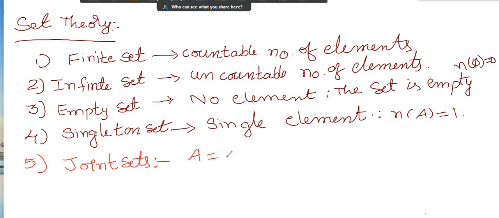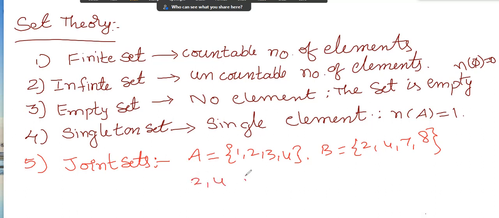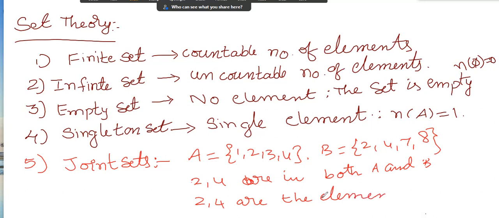Suppose I give an example, then I will state the definition. A is equal to {1, 2, 3, 4} and B is equal to {2, 4, 7, 8}. What happened here? Here 2 and 4 are in both A and B. It means 2 and 4 are the elements in common. So the sets have common elements, so they are called joint sets.